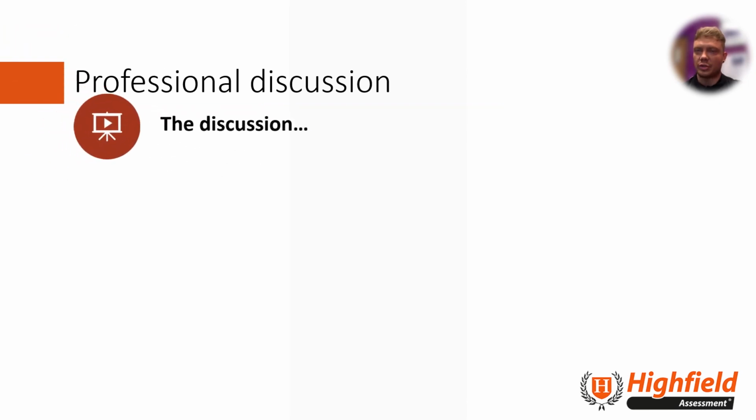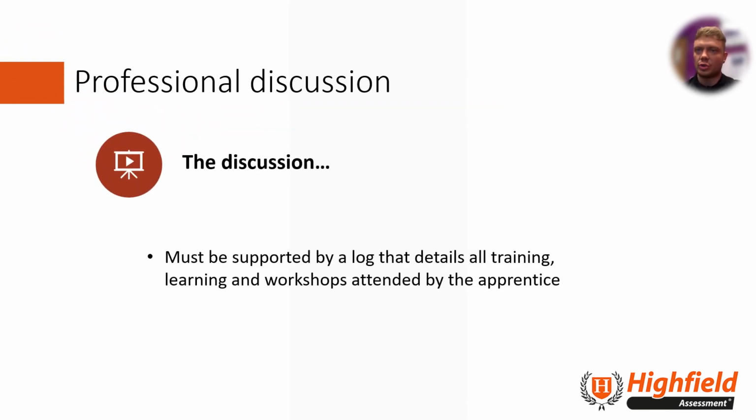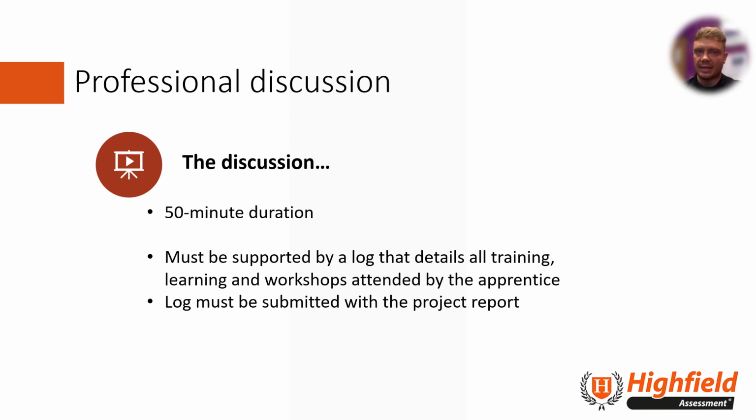Moving on to the professional discussion. The discussion will last for 50 minutes and is a structured discussion between the apprentice and the assessor that the employer must be present for the purpose of confirming the validity of the information provided. The professional discussion will explore aspects of work, including how it was carried out, discuss how the apprentice would behave in specific scenarios, and ask questions in relation to personal development and reflection.